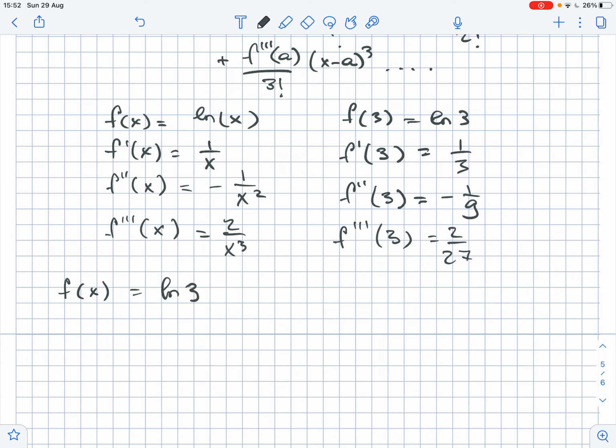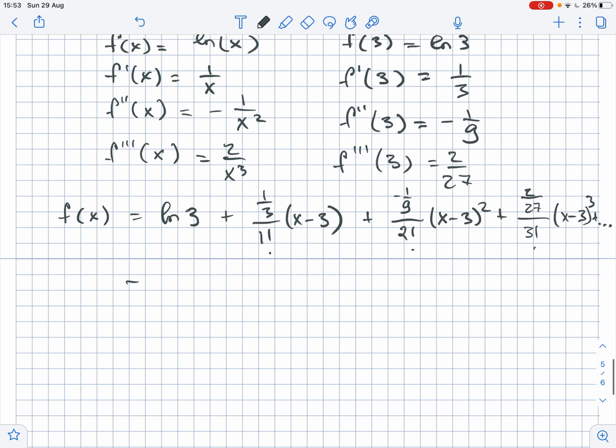Now we will substitute the values and we get that f of x equals ln of 3 plus 1 over 3 over 1 factorial times x minus 3, plus negative 1 over 9 over 2 factorial times x minus 3 squared, plus 2 over 27 over 3 factorial times x minus 3 cubed, and so on. Let's simplify.